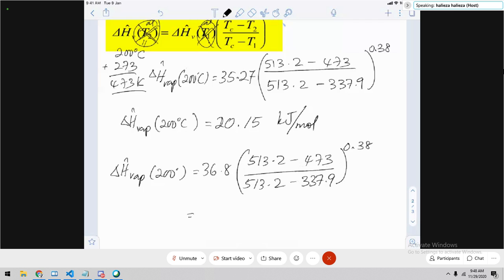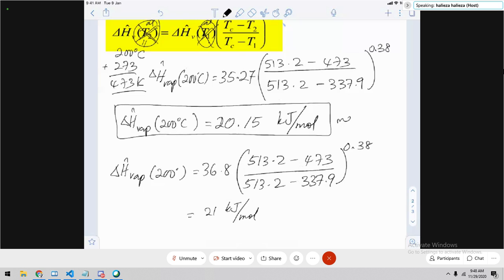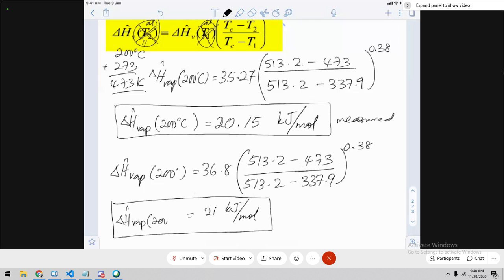If I look at the solution, it's 21 kilojoules. This is from the textbook. I'm not sure whether it's going to be that accurate because normally the textbook just rounds off the value. So what do you get? This is using measured value. This is using estimate value. This is using estimate from Thornton.